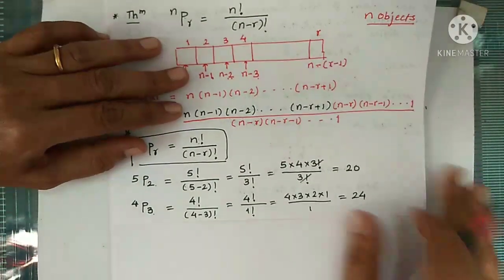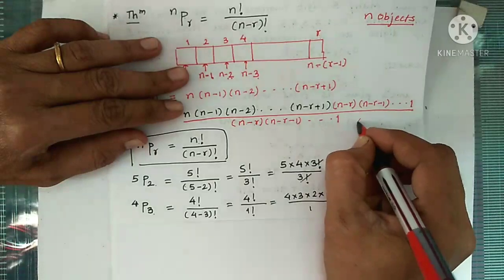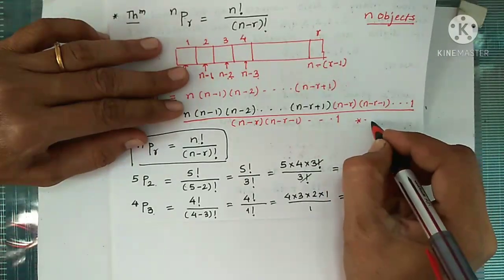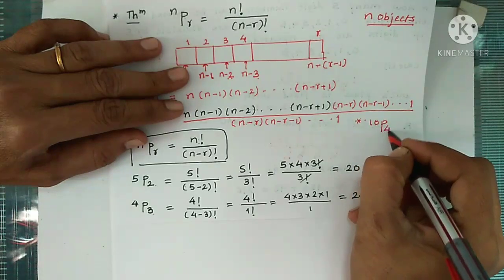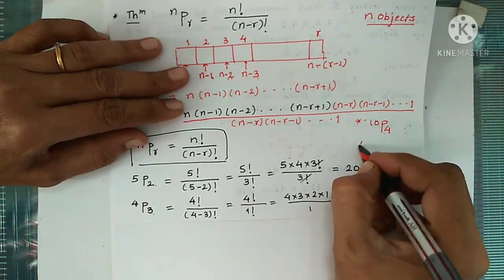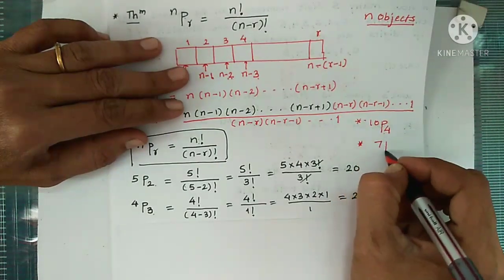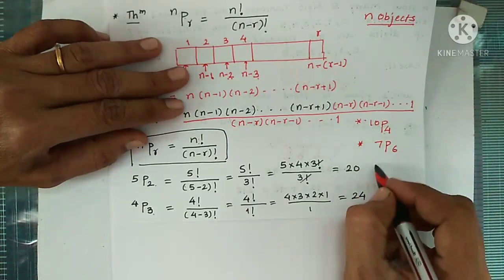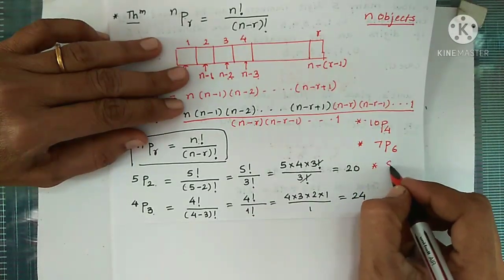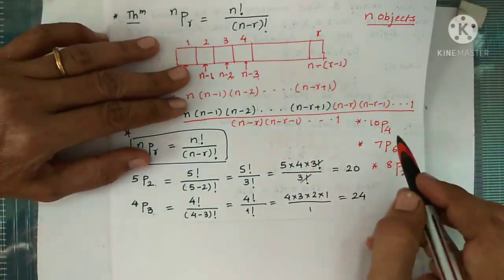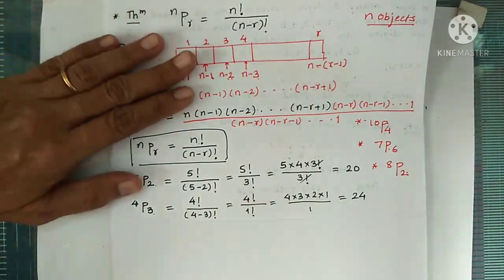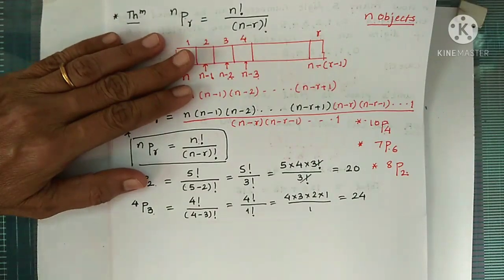But before that, find the value of, this is your today's exercise. Find the value of say 10P4. Okay, so this is the first question. Find the value of 7P6 and find the value of say 8P2. Okay, so these three questions are given as today's exercise.